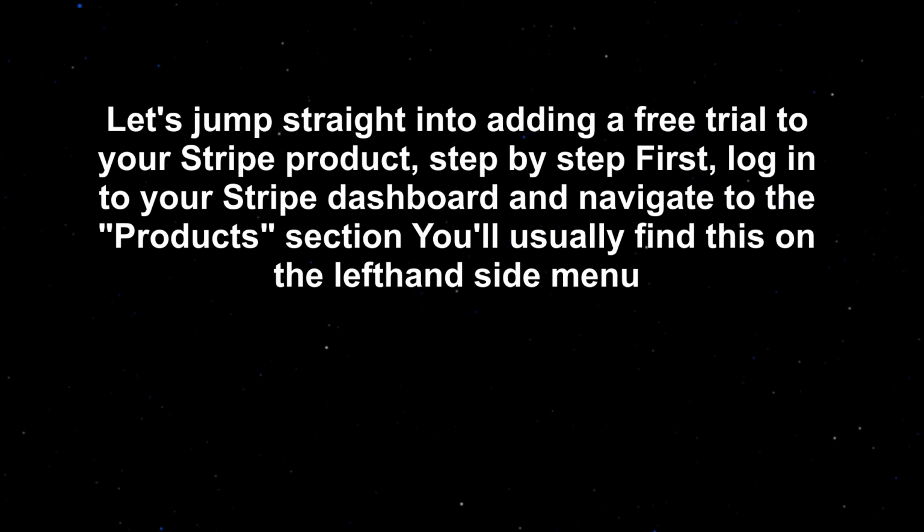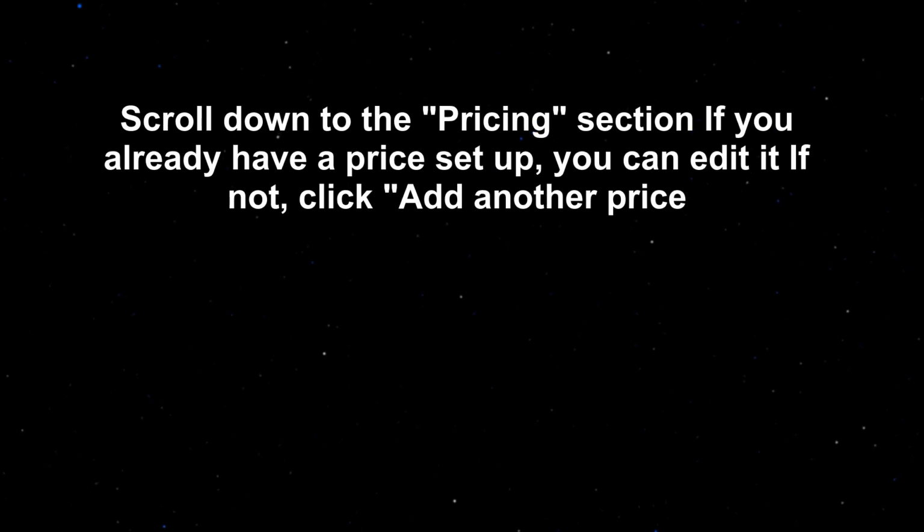You'll usually find this on the left-hand side menu. Now, select the specific product you want to offer a free trial for. Click on the product name to open its details. Scroll down to the pricing section. If you already have a price set up, you can edit it. If not, click add another price.